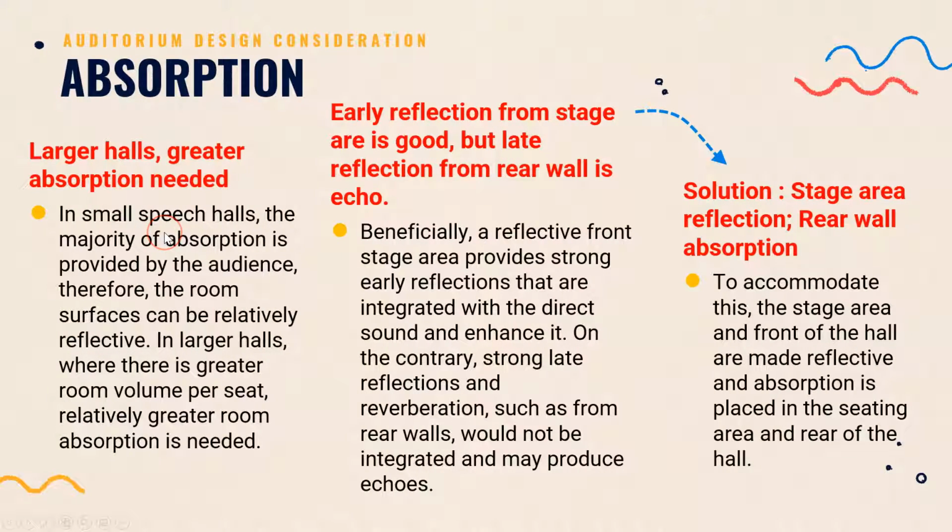So in smaller hall, absorption is provided by audience. Remember in previous exercise, we learned that people absorb sound. However, in larger hall, more absorption is needed. While early reflection from stage area is good, late reflection at the rear side, means at the back side of the hall, can cause echo. So the solution is to add more absorption at the sitting area and at the back wall.